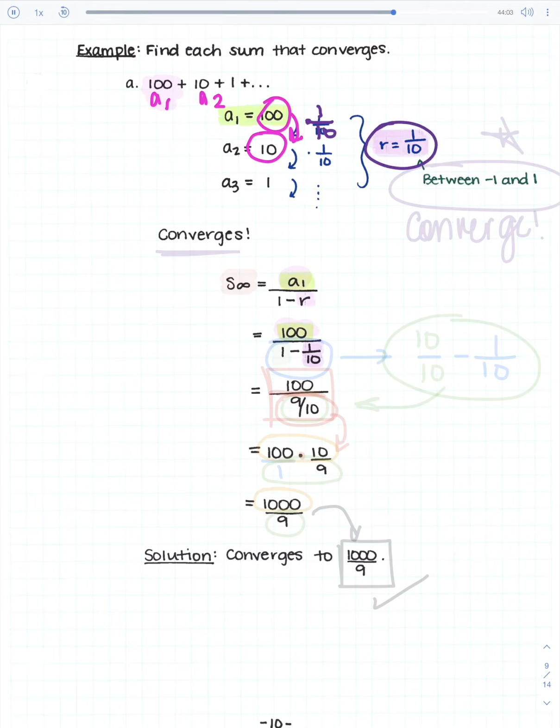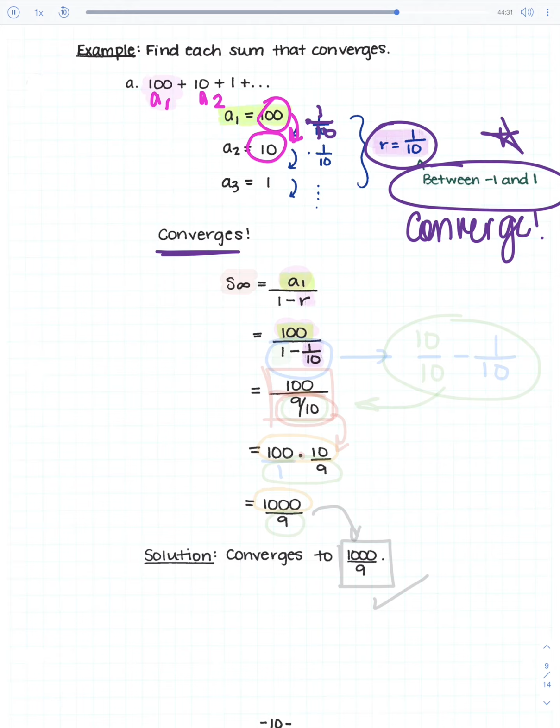Well, notice that common ratio of 1 over 10 is between negative 1 and 1. It's on the positive end, but all that matters is it's between negative 1 and 1. Why does that matter? If your R is between negative 1 and 1, it means the sum will converge. And that's all I care about right now, is that it converges. Now, the question is, what does it converge to?